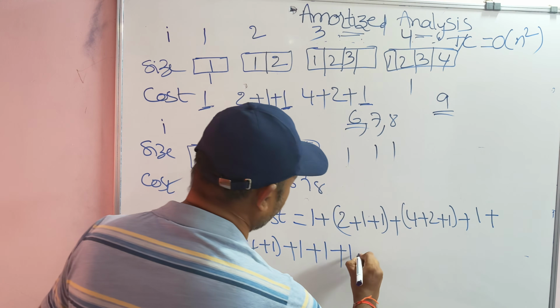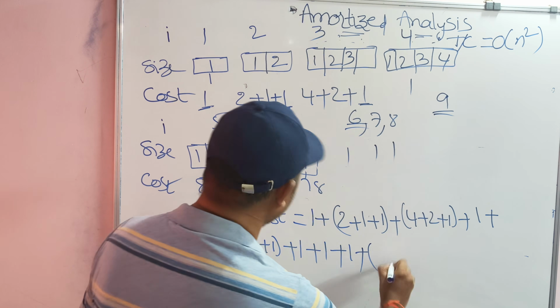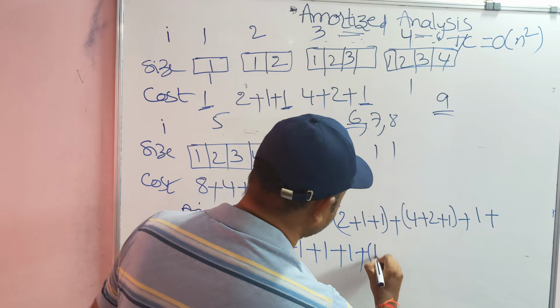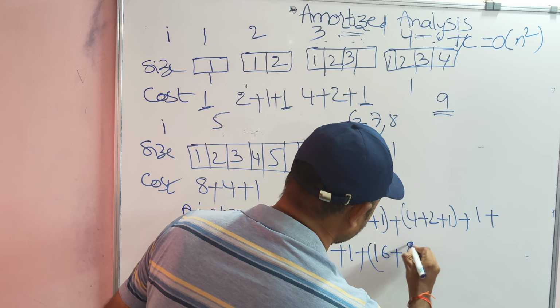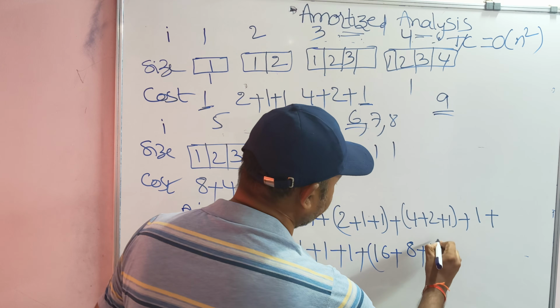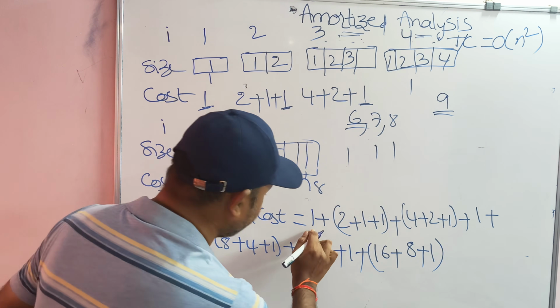the 8th operation cost 1. The 9th operation cost: we have to double the size, so that is 16 plus. We have to copy the 8 elements, so 8 plus, and the cost of inserting is 1. Okay, so let us calculate.